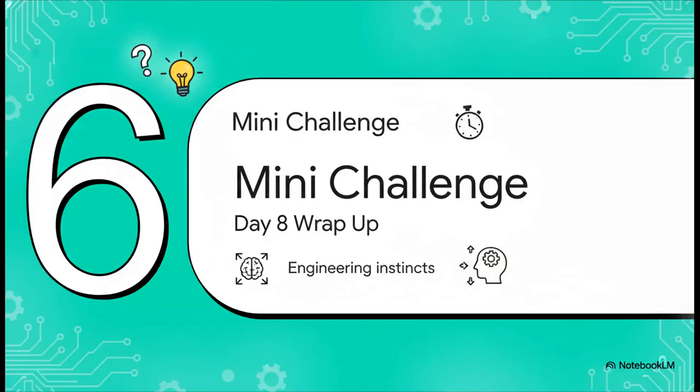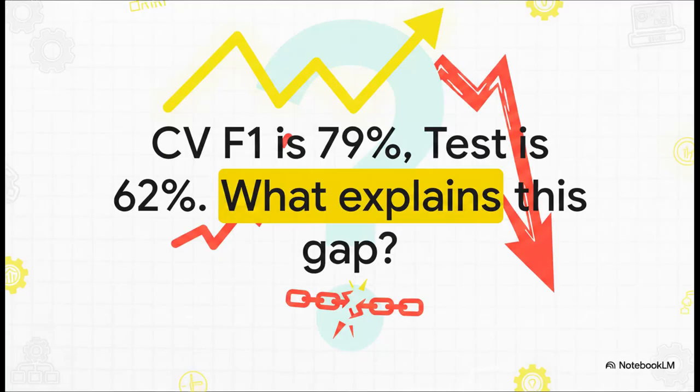Finally, Section 6, our mini challenge and the Day 8 wrap-up. Okay, we've covered the heavy tech and the business impact. Now it's time to test your engineering instincts. Here's your challenge for today. You run GridSearchCV. Your cross-validation F1 looks great at 79%, but your test F1 completely crashes to 62%. What exactly explains this massive gap? And what is your immediate next step as a data scientist? Think carefully about those overfitting traps we just discussed.